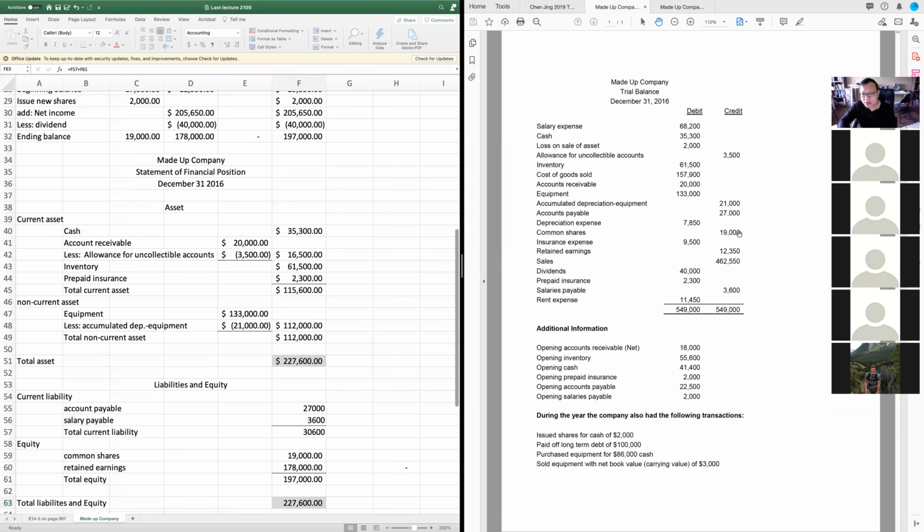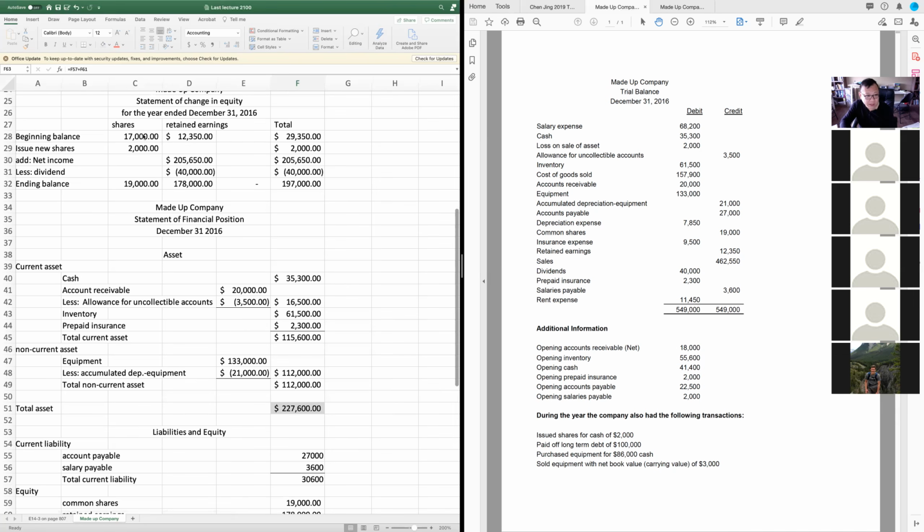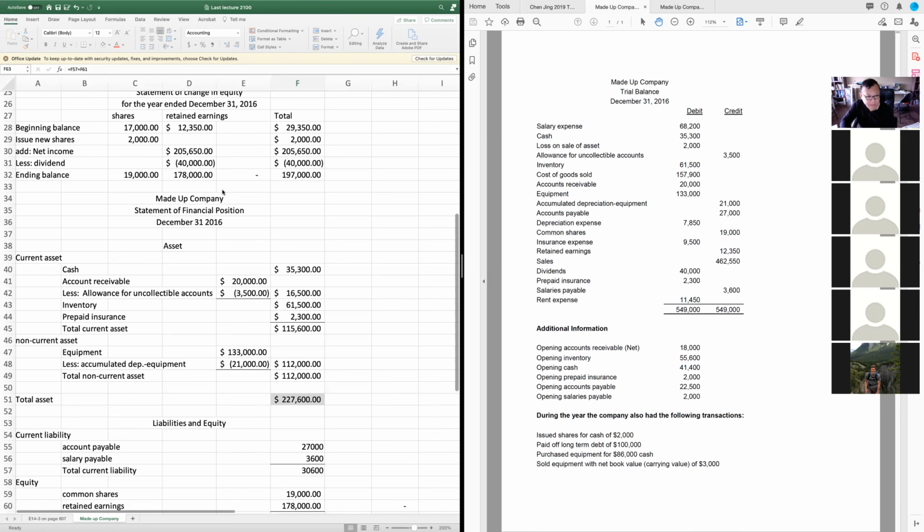Yeah, this 19,000 is actually the ending balance, right? Because that's the December 31st. Well, the opening, how do I do the opening? Well, they only issued the shares for cash for 2,000, right? So the opening is 17 plus the new issuance 2,000 together is 19,000, right? So I think I entered the wrong number here in the first place.